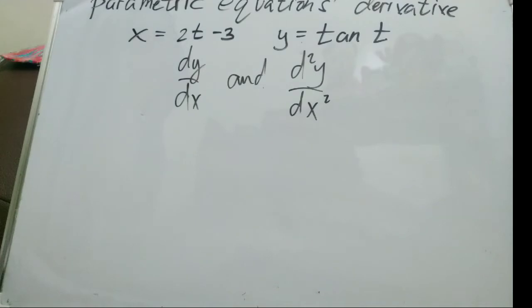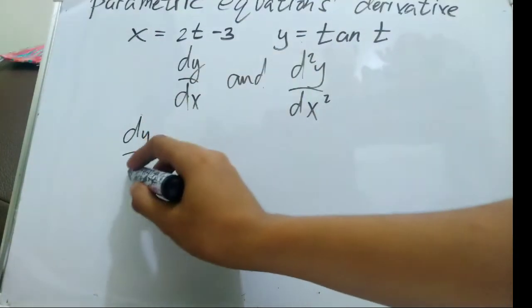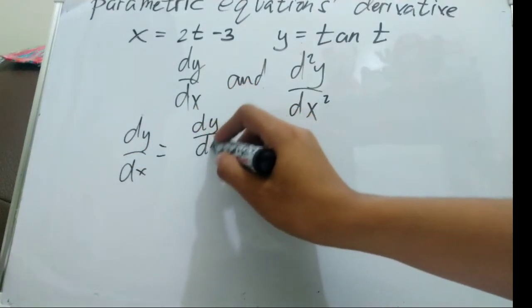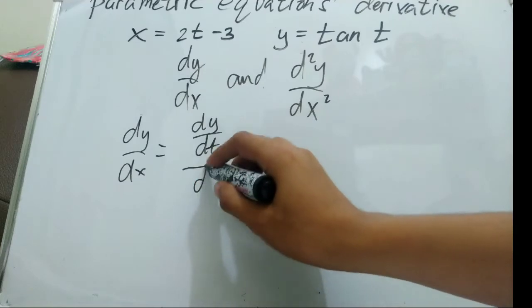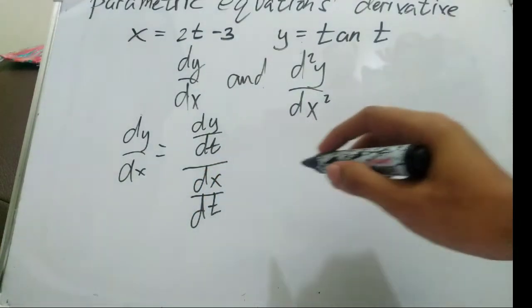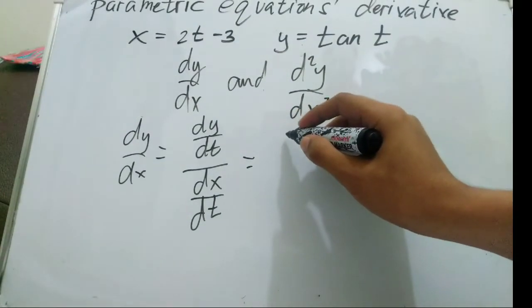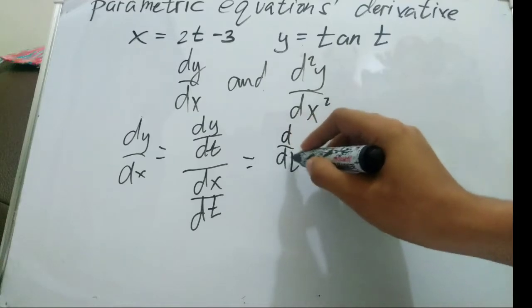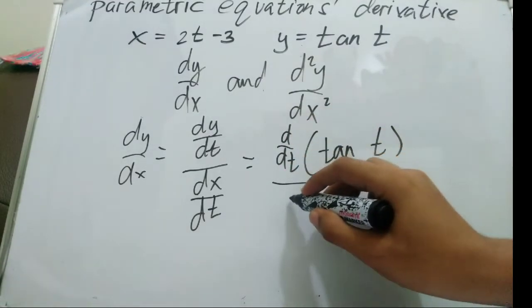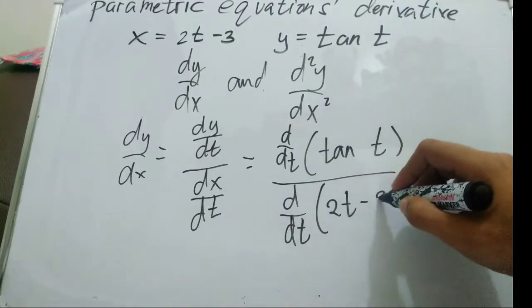Now, the first derivative is dy/dx equals dy/dt divided by dx/dt. So that is simply d/dt of tangent t divided by d/dt of 2t minus 3.